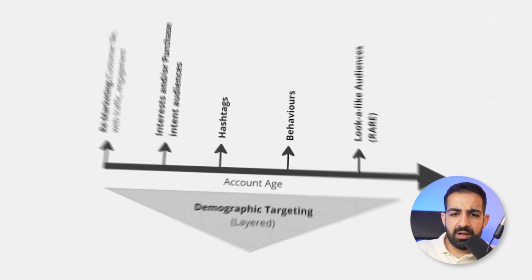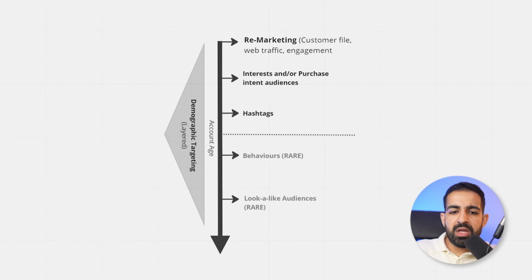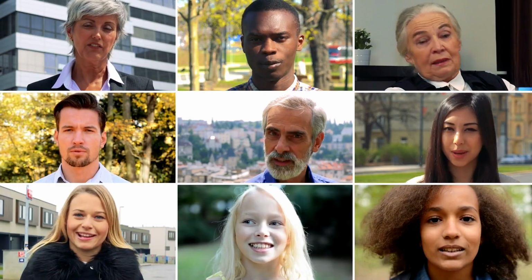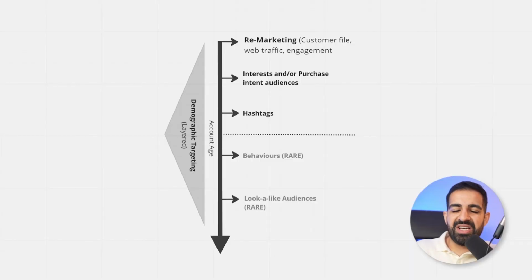Okay, so let me make this a little bit easier to read and we'll break it down. The way this breaks down is you want to start with your narrowest and most high intent audiences first. You want to go after the most specific audiences and then move your way to broader audiences as you're scaling your account. As you're spending more money and you're scaling and your account starts aging, you want to go into broader audiences.